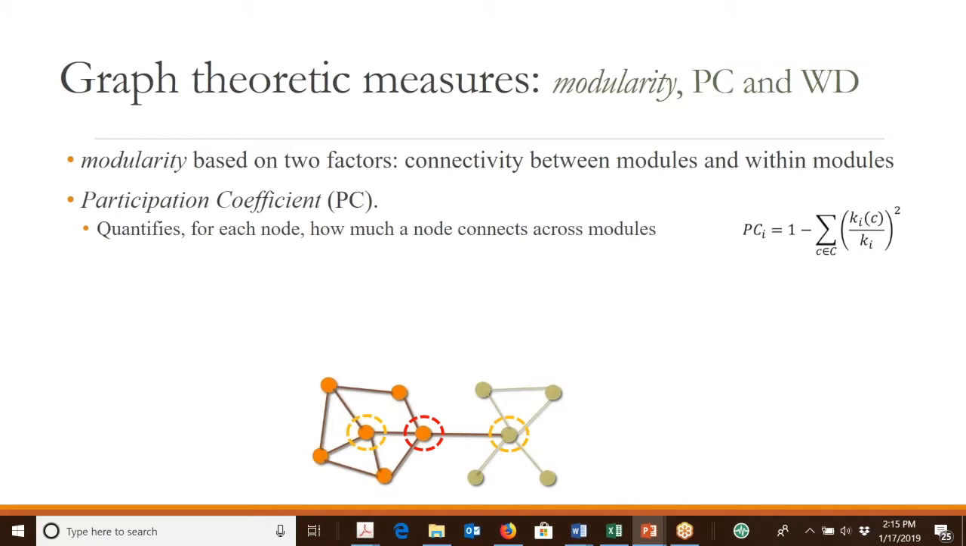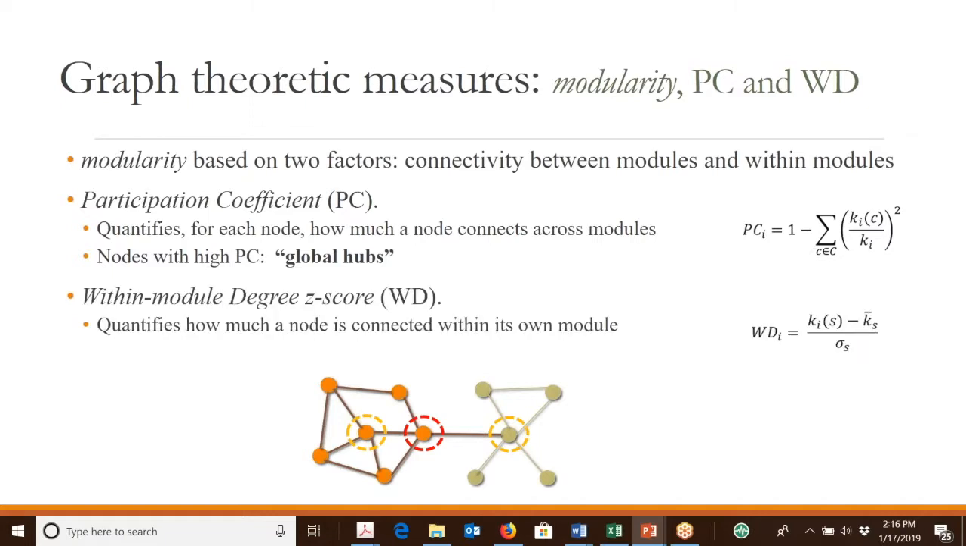So the participation coefficient, which is called PC, quantifies for each node how much a node connects across modules. A node that has high PC is a node that has connections with multiple modules, and we're going to call nodes with high PC values global hubs. The other measure that we'll be looking at is WD, or within-module degree z-score, and this quantifies how much a given node is connected within its own module, how many connections it has with other nodes that are within its module. And remember, this is all in the context of a reference modular structure.